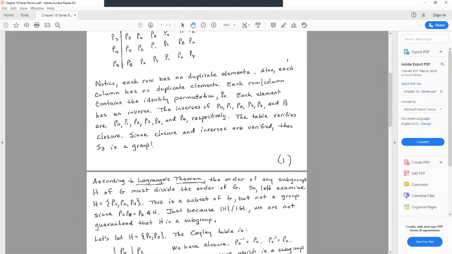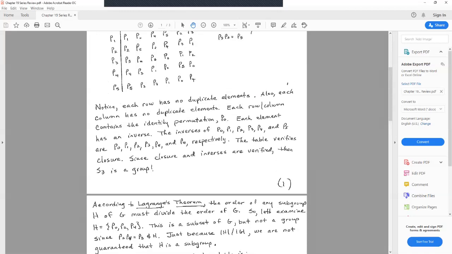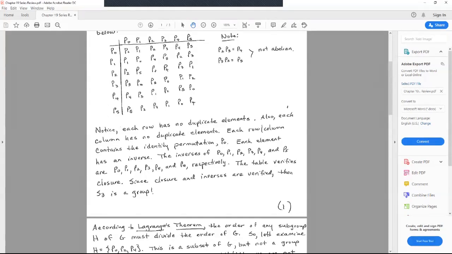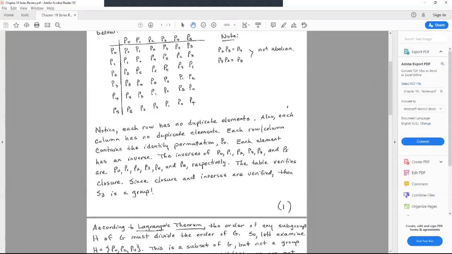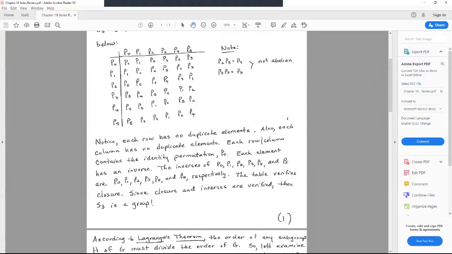And just to recap here, I'm just going to read what I have written down. Notice that each row has no duplicates. Also, each column has no duplicate elements. Each row and column contains the identity permutation P0. Each element does have an inverse. The inverses of P0, P1, P2, P3, P4, and P5 are P0, P1, P2, P3, P5, and P4 respectively. The table again does verify closure. So since we have all 4 requirements for a group, S3 is indeed a group.